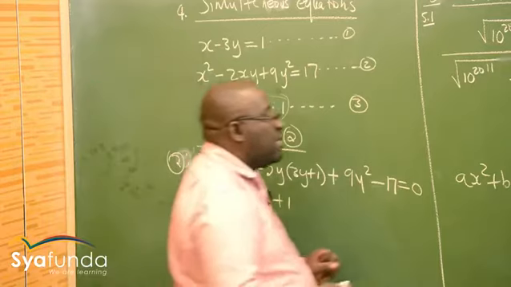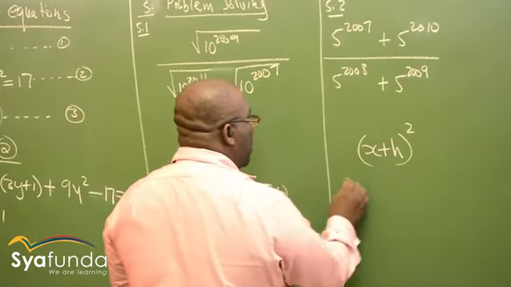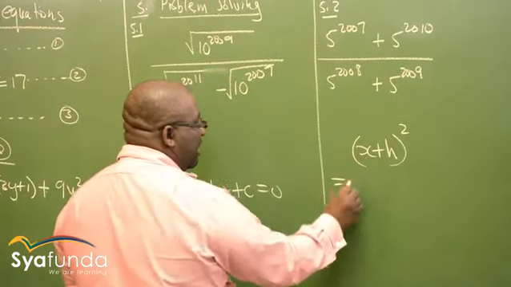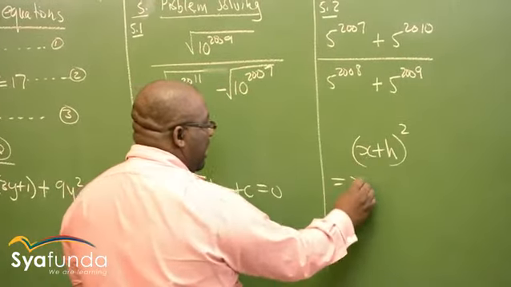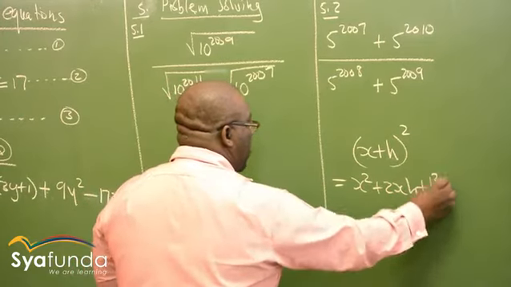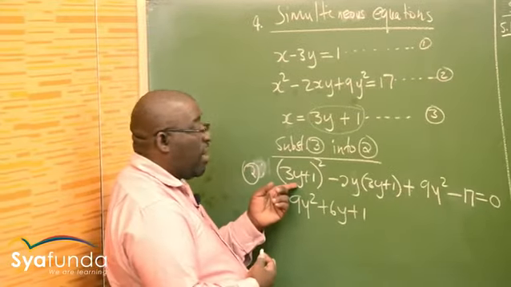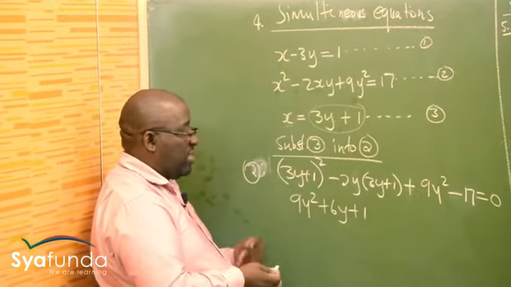It's the same thing. If I give you something like this, x plus h all squared. What will I have here? X times x, it is x squared. X times h, xh, double that, it's 2xh, and h times h, it is h squared. So we're doing exactly the same thing here. Instead of x, we've got 3y. Instead of h, we had 1. So that's what we have.